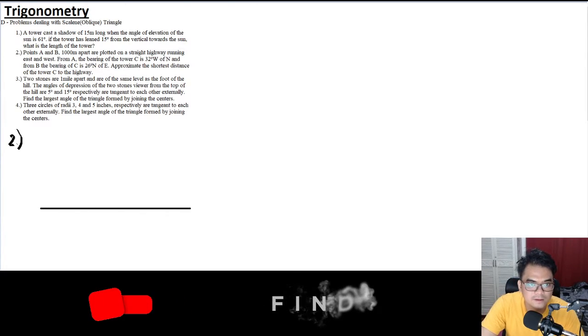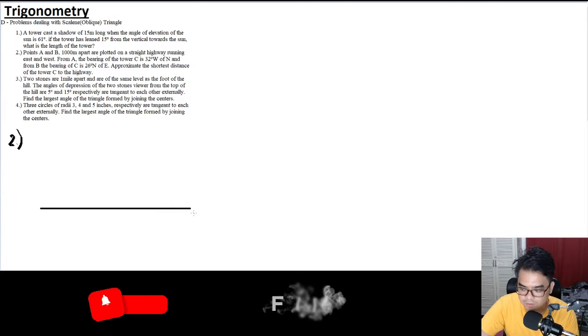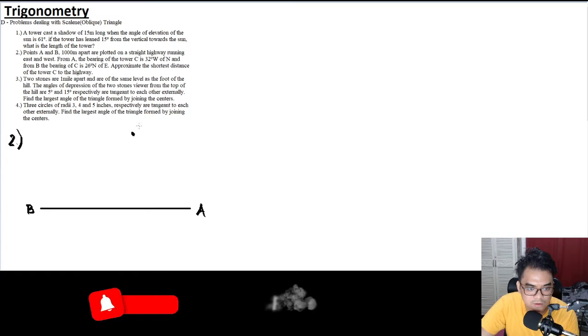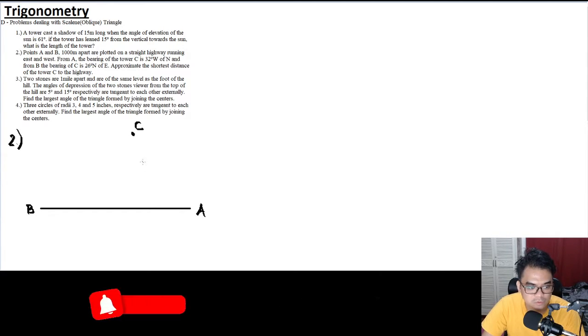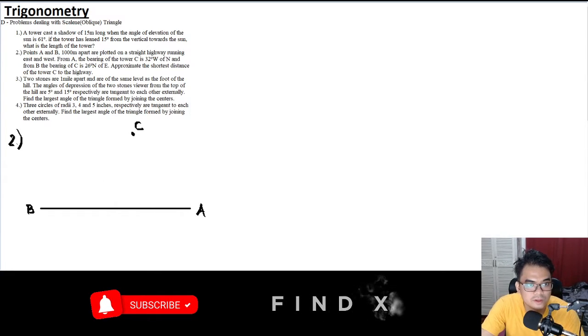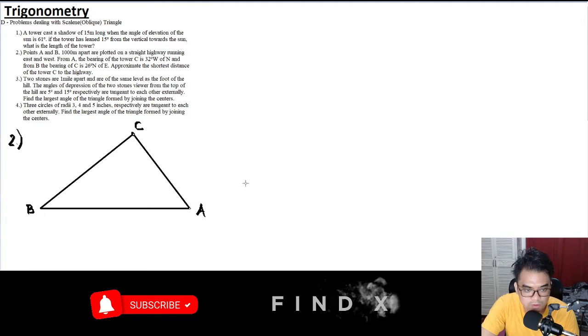Let's say that this is the tower. Therefore, this is A, and this is B, and the tower is somewhere here. So this is C. This is not necessarily 3D, but this is only the ground, the foot of the tower. We'll be able to make a triangle going here, and another triangle going here.